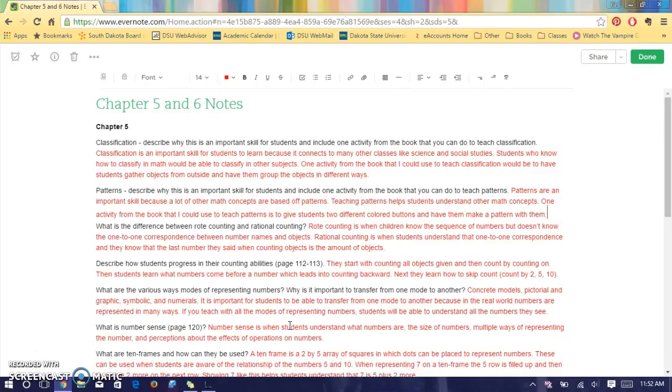One way to understand these patterns is with counting. So after they've understood the pattern, sometimes they can understand skip counting, which is the pattern. Some ways that children learn to count are rote counting first and then rational counting. Rote counting is just knowing the numbers in order and being able to count. And then rational counting is actually being able to do the one-to-one correspondence and understanding that when you're counting objects, the number represents how many objects there are.